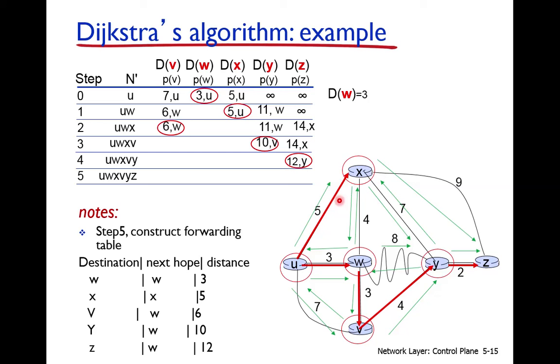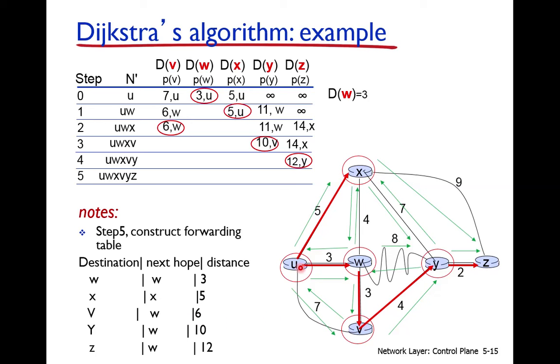From U to X, its cost is 5. Its distance is 5. And if you want to move from U to X, which one is the next hop? The next hop X is itself. If you want to move from U to V, this is the shortest path. So its distance is how much?